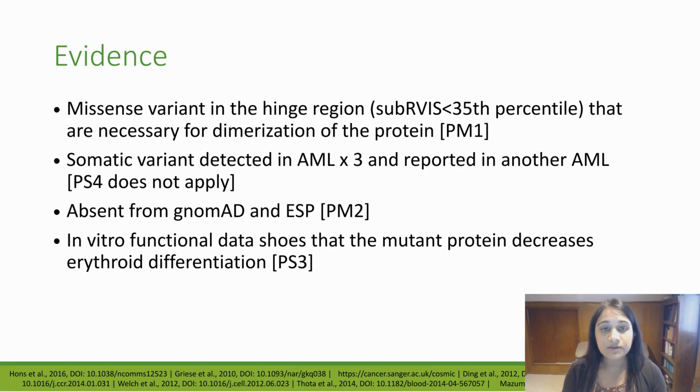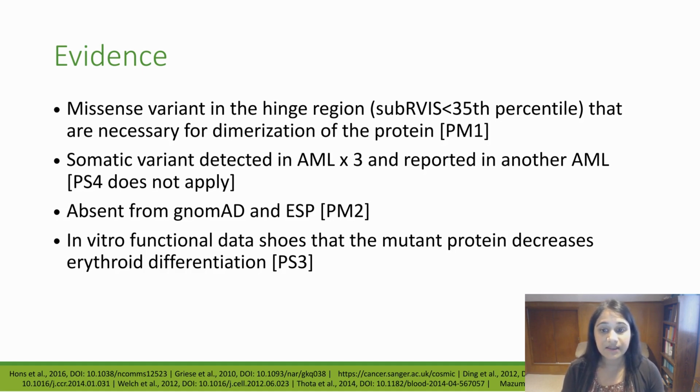When looking at case control data, I was able to find 3 cases of AML with the somatic variant, and an additional AML case where the origin of the variant was unknown. While this is certainly suspicious, it does not meet our conservative threshold for PS4. However, the variant is at least absent from general population databases.